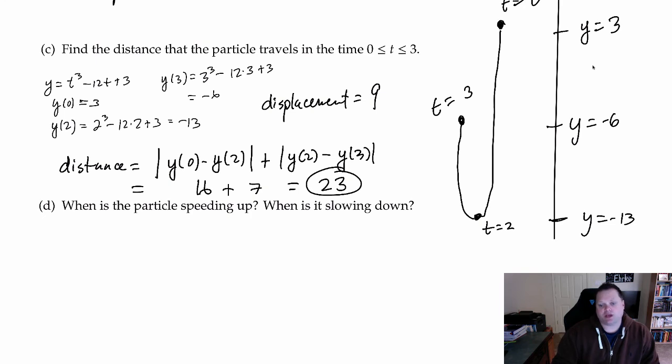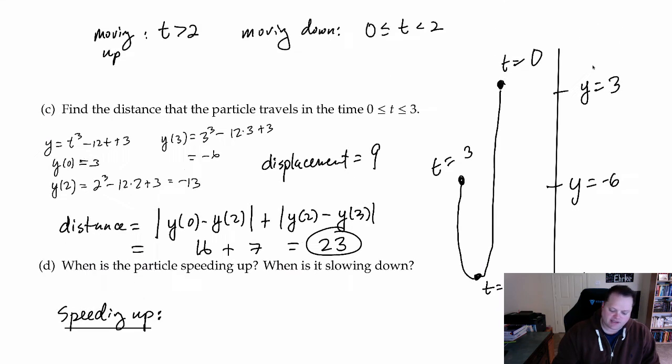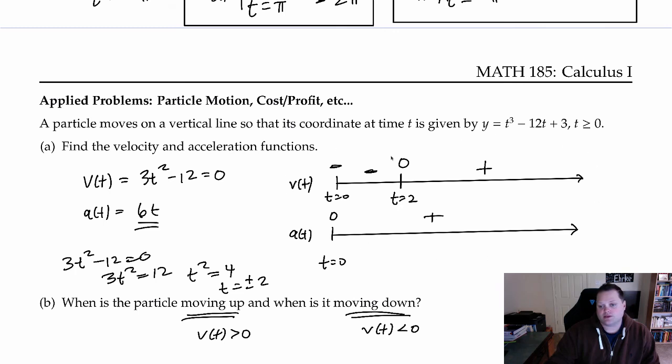Okay, when is the particle speeding up? When is it slowing down? Remember, speeding up is when the acceleration and velocity agree in sign. So this is the importance of this sign map. Where do acceleration and velocity have the same sign? They have the same sign from 2, not including 2, and on, because they're both positive there. They disagree from 0 to 2, including 0 and 2, because this one's negative, this one's 0, this one's 0, this one's positive. So from 0 to 2 they disagree, from 2 onward they agree.